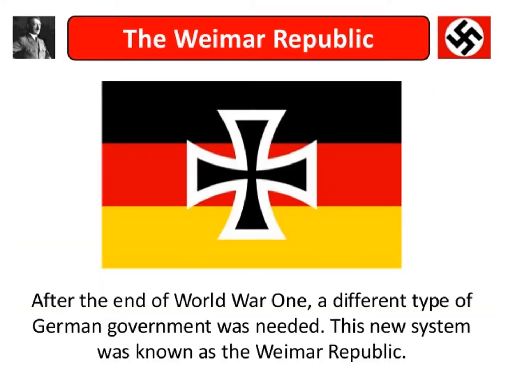So at the end of the First World War, Germany obviously knew that the type of government that they had in place was no longer cutting it. They needed something different, they needed a new system. They'd been under the control of the Kaiser up to this point, and they were looking for something that was going to be more democratic. This new system that we now know is the Weimar Republic.